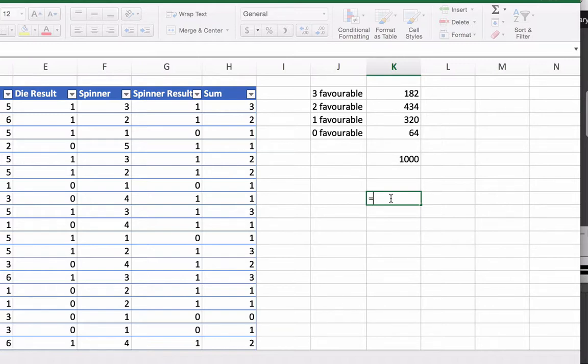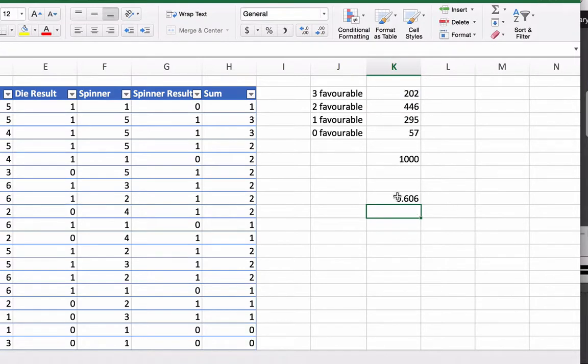So it's going to be 3 times the number of favorable outcomes, and that's going to be divided by 1,000. And so we get an expected value of 0.606.